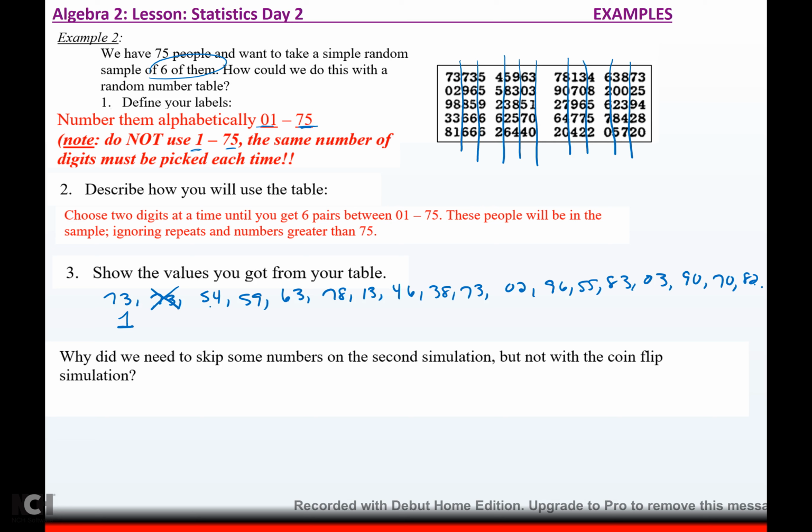That's between 01 and 75. That's between 01 and 75. There's my third guy. There's my fourth guy. There's my fifth. No, I can't use 78. That's bigger than 75, I don't have 78 people in my sample. So there would be my fifth guy, and 46 would be my sixth guy. Okay. All right.